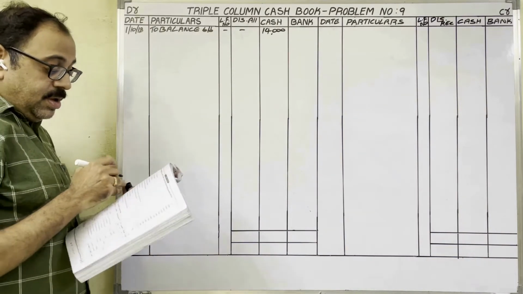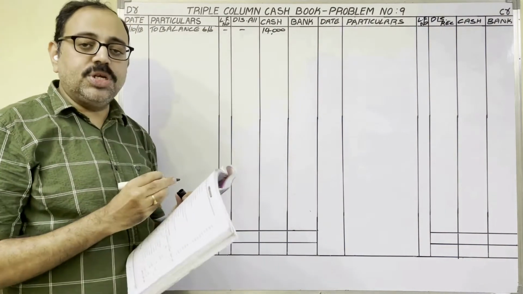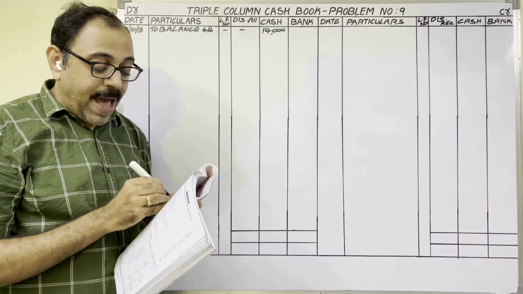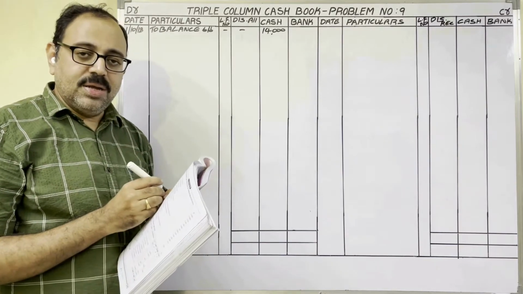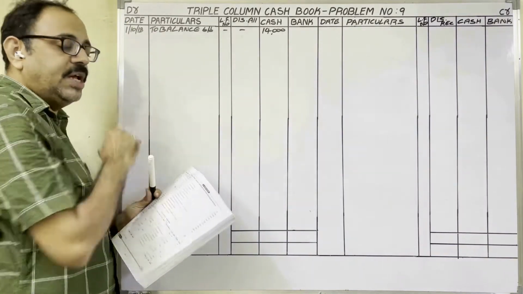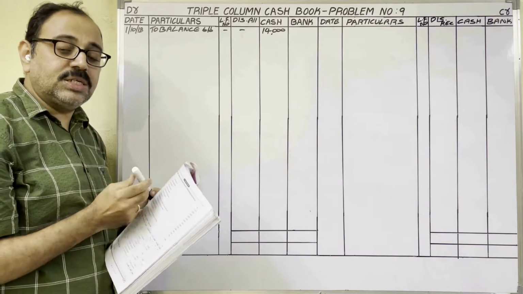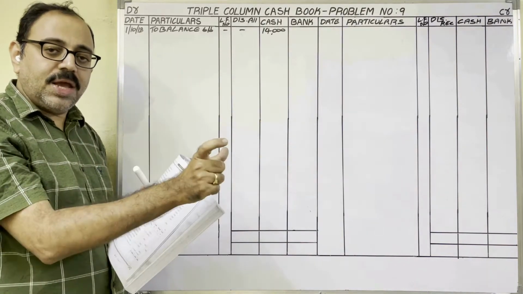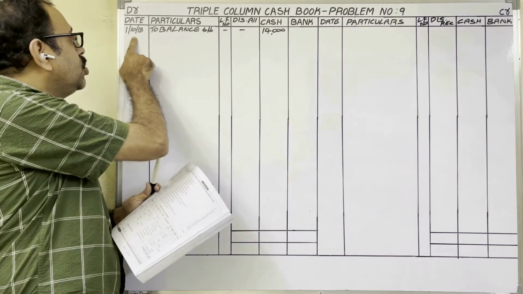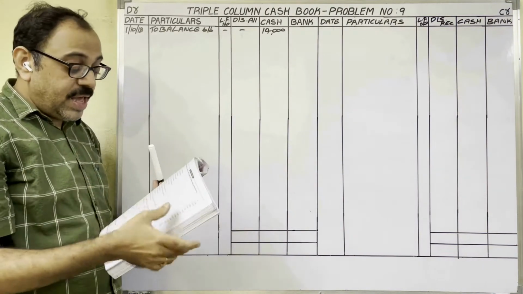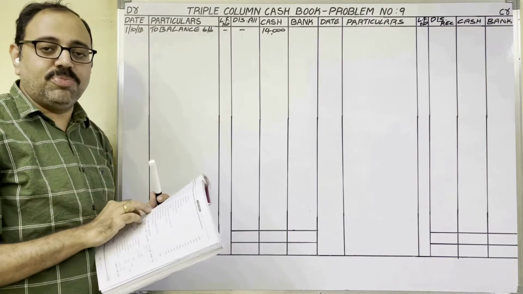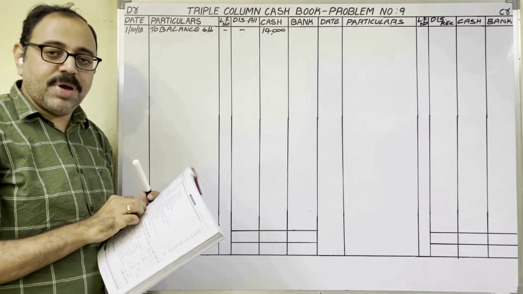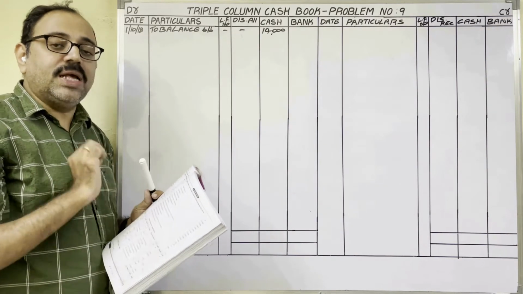Next line, bank balance 12,000 rupees. For this bank balance, the date is not given. Our assumption is the same date. Bank balance means this firm is maintaining one bank account. In that account, on 1st October 2018, they have a balance of 12,000 rupees. This is a favorable bank balance. So this is also an asset.